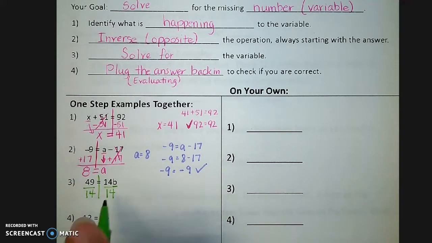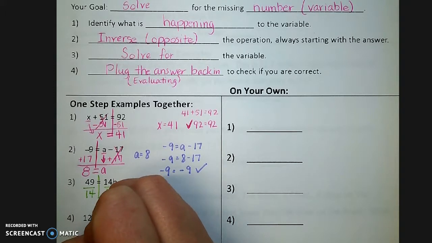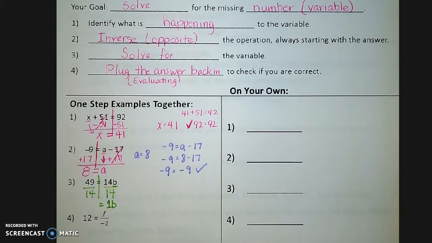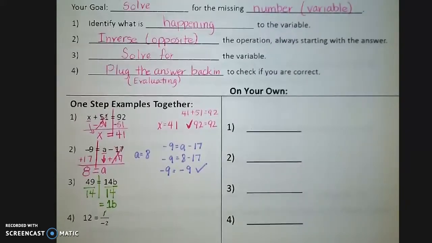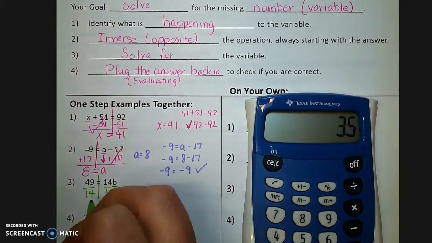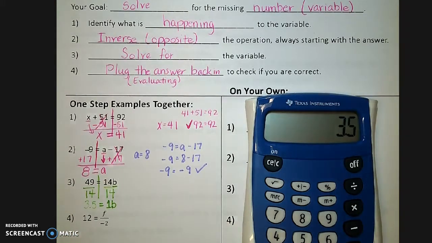14 over 14 gives me 1, and that's what I want to know. I want to know for 1b. Now, I don't have to write that 1, but I can. Now, 49 over 14, I need to do that division problem, and if I need to, I can use a calculator. So I put in the 49 first because it's the numerator, and I want to divide it by the denominator, which is 14, and I get 3.5. So I get b is equal to 3.5.